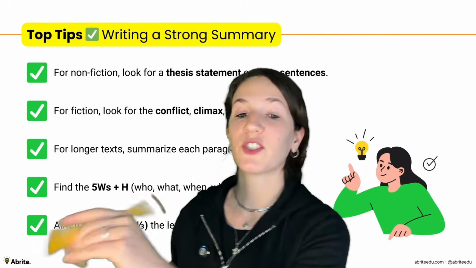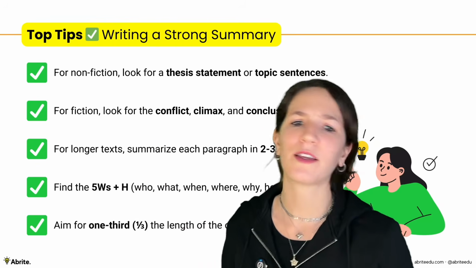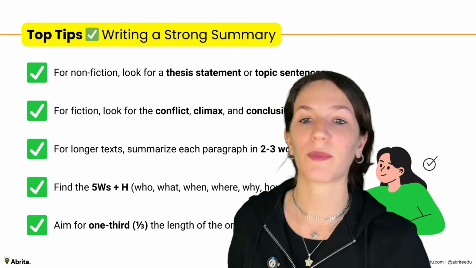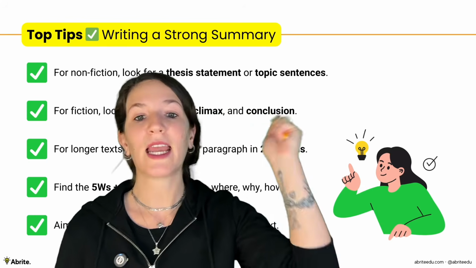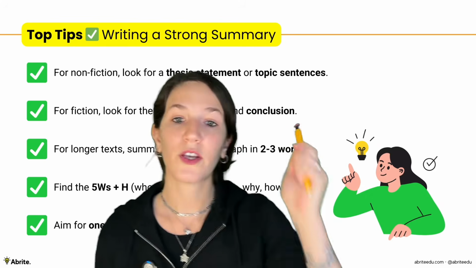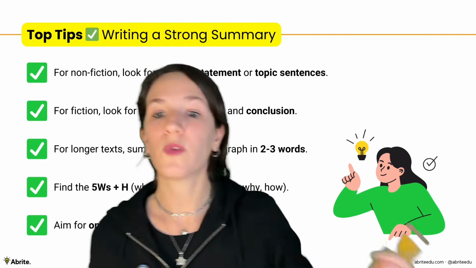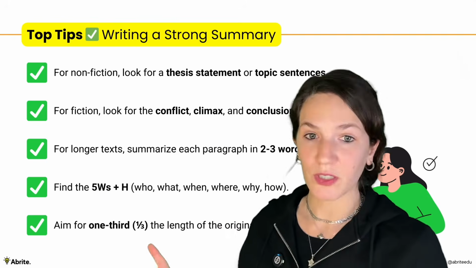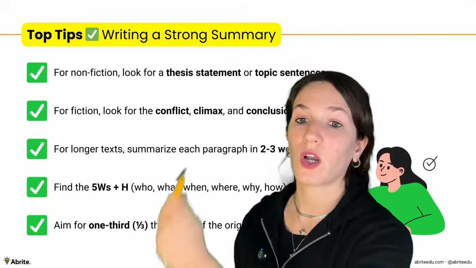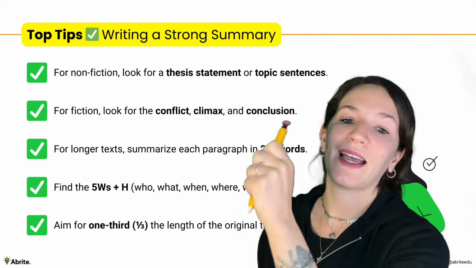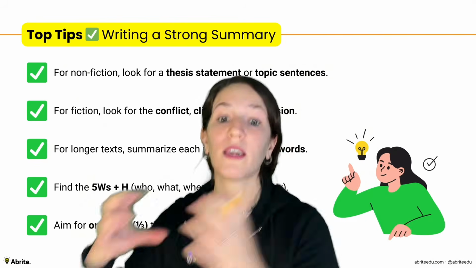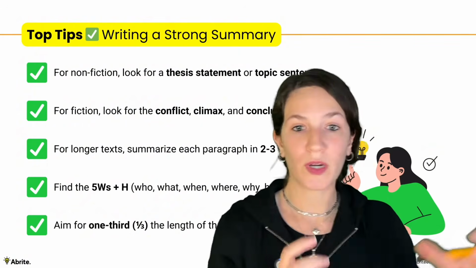First, for non-fiction pieces of text, so the kind of texts that you would see at school, like an essay, for example, you want to look for a thesis statement and for topic sentences, because in this case, your thesis statement would be your main idea and your topic sentences would be your key points. For fiction, so for stories, you want to look for the conflict, the climax, and the conclusion, because those are the key points or the key plot points in the story.